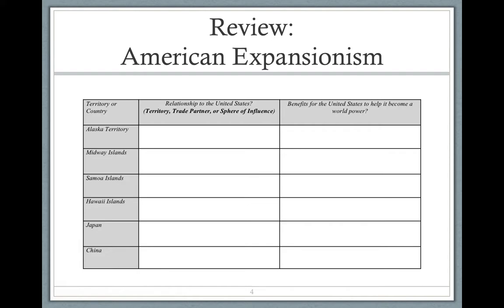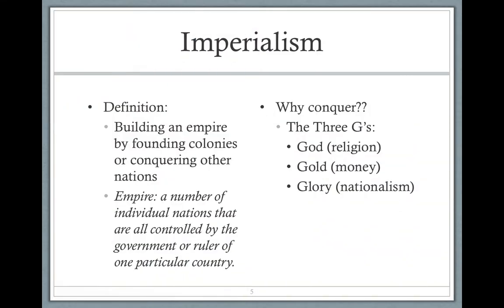All right, so we will start by looking at the definition of imperialism: building an empire by founding colonies or conquering other nations. An empire then includes a bunch of different nations that are controlled by the same government or ruler of one particular country. So you can start to think of some famous empires throughout history, such as.